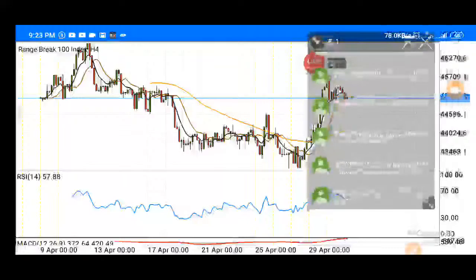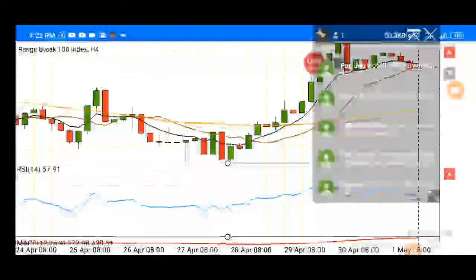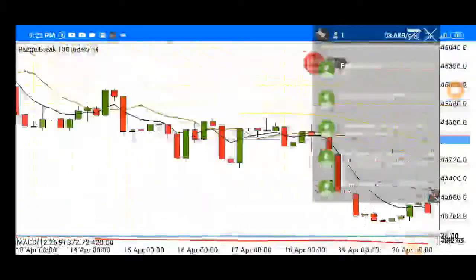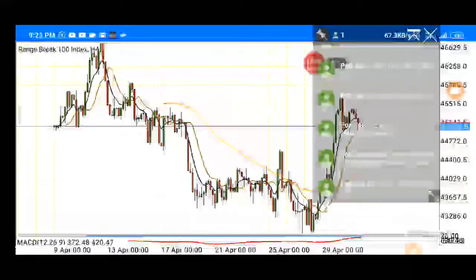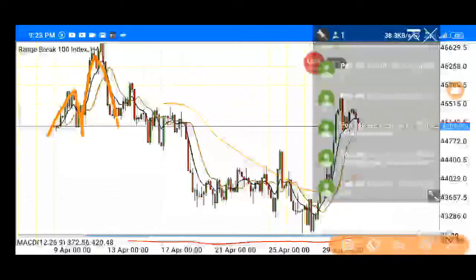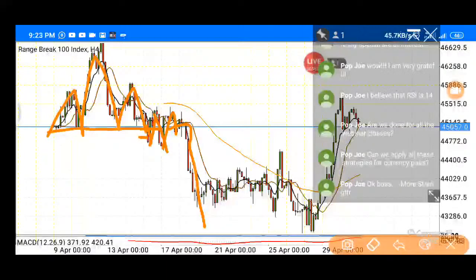So that means you won't wait for catching the spikes. Let me show you something. For example, this is the H4. See this head and shoulders on H4 on range break 100. You can see how this head and shoulders broke this neckline over here, then came back up a little bit, came down, did some zigzag here, then later sold.